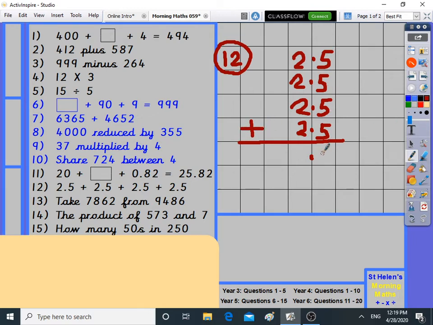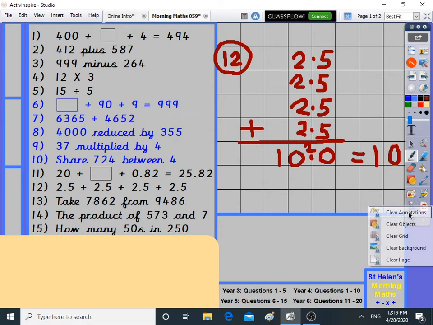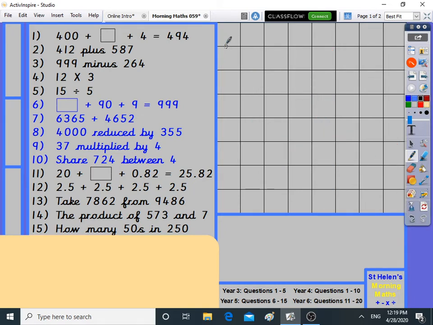5, 5, 5, 5 is 20. It's like 5 times 4. It's 20. 2, 4, 6, 8, 10. Comes to 10.0, which is obviously the same as 10. 10 point nothing is just the same as 10. So you could put 10.0 or you could put 10. That's number 12 done. Let's go to number 13.